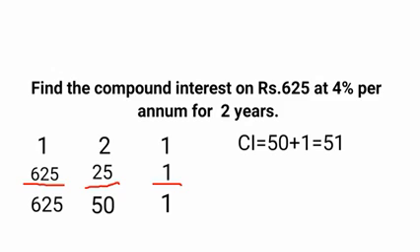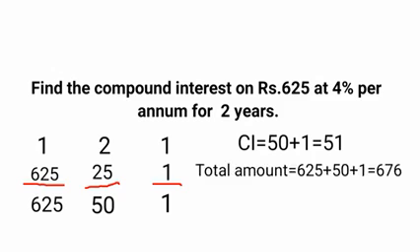If you are asked to find out the total amount which you will get at the end of 2 years, add the values in all the columns. That is 625 plus 50 plus 1. So 675 plus 1, 676 will be the answer. If the question is to find out the difference between the simple interest and compound interest, leave the first two columns and add the rest of the columns. Here there is only one column left, so the difference will be 1.